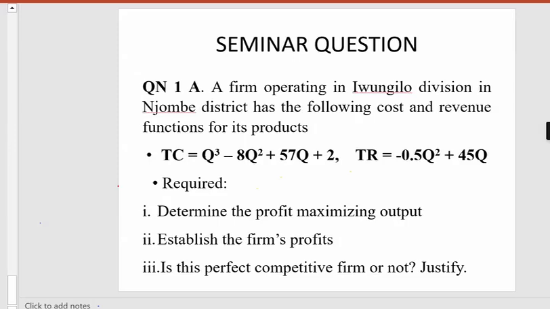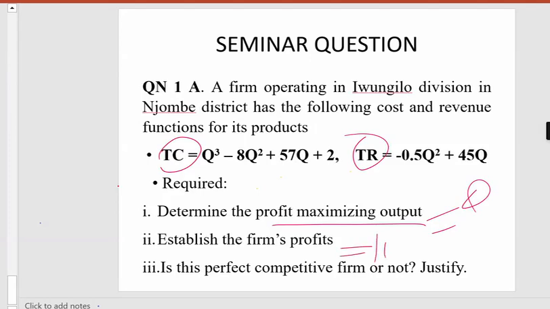These are some questions. Kwa mfano hapa, you have given total cost. You have given what? Total revenue. Now determine the, anaposema profit maximizing output, anataka aone output ambayo, manake you are supposed to find what? Q. The output that maximizes what? Profit. And here you are supposed to find what? Profit. Establish the firm's profit. Yeah, kwa hapo just compute the profit. Sawa?